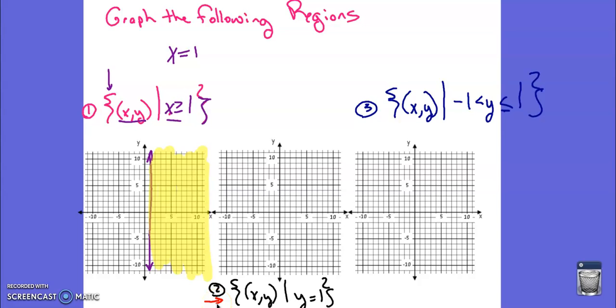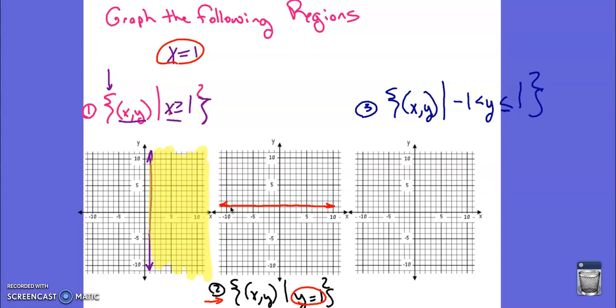All right, number 2. I want all of the points, in set notation, where y equals 1. Well, remember, x lines are vertical, so this is just y equals 1. So you're just going to be drawing a line straight across. And again, if it said less than, we would shade it below. If it said greater than, we would be shading above that.